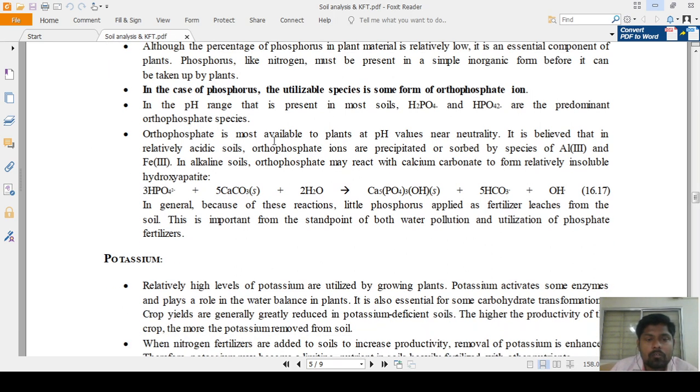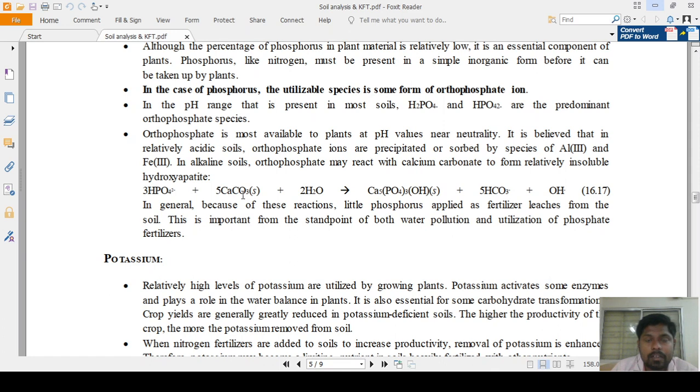Here the orthophosphate is most available to plants at pH values near neutrality. That means for those ions the soil pH must be neutral or nearly neutral. It is believed that in relatively acidic solution orthophosphate ions are precipitated. The reaction is given here.